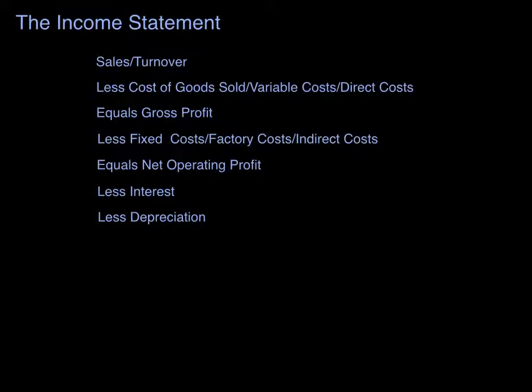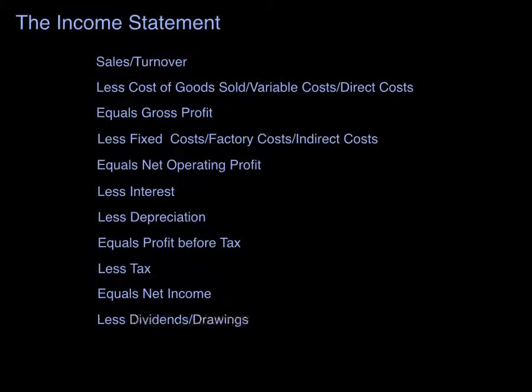Interest and depreciation are deducted from net operating profit to give profit before tax. Deducting tax gives net income. Deducting dividends or drawings gives retained earnings. If you check out the snippet on the balance sheet, you will see how retained earnings are added to shareholders' equity at the end of each financial year.